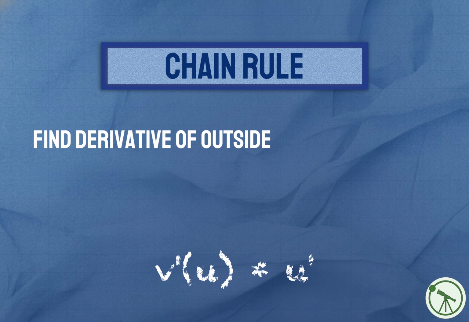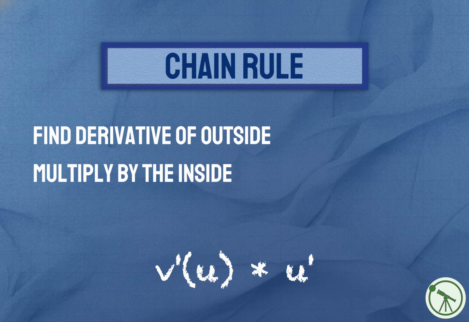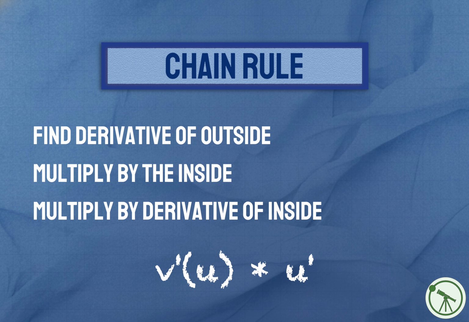Okay, good job. Now that we've got that down, I can teach you how to find the derivative of these functions. And to do that, you're going to have to memorize yet another rule. The rule states that you must find the derivative of the outside function, multiply it times the inside function, and yet multiply it again times the derivative of the inside function.